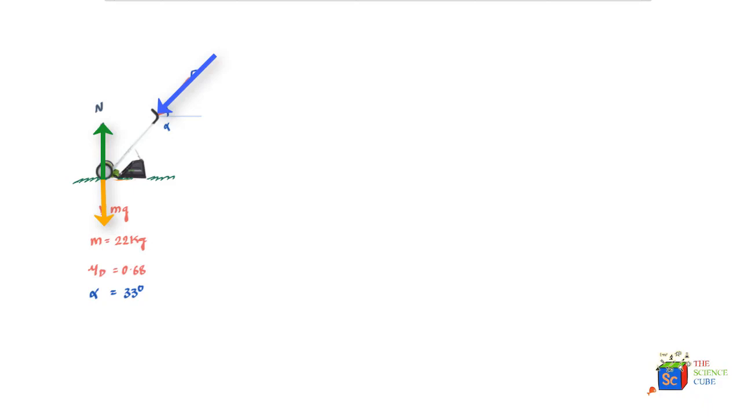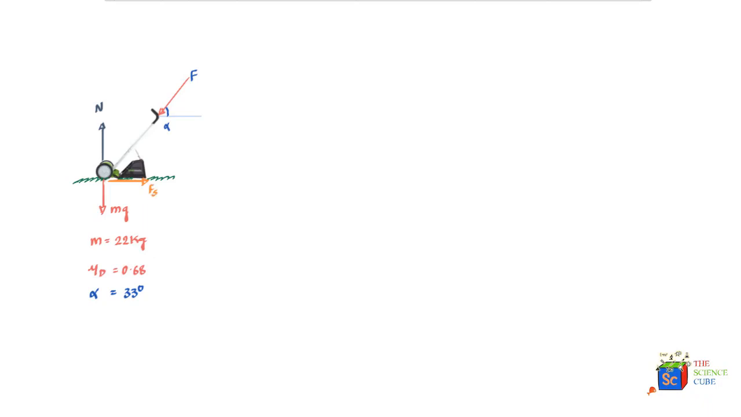And it'll act opposite to the direction of movement of the mower. So let's go ahead and label that force as well. That force would be something like this, acting in opposite direction, resisting the motion of the mower. So let's go ahead and label it as Fs.